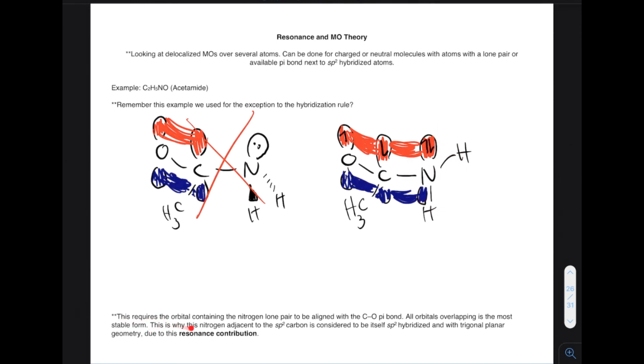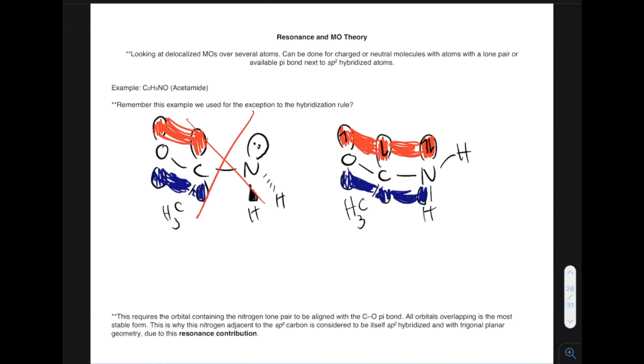So this requires the orbital containing the nitrogen lone pair to be aligned with the carbon-oxygen pi bond. All orbitals overlapping is the most stable form. So that's why the nitrogen adjacent to the sp2 carbon is considered itself to be sp2 hybridized, with trigonal planar geometry, due to the resonance contribution that it gives. It's a really in-depth example as to why the nitrogen is doing what it is, and why atoms with lone pairs next to sp2 atoms are themselves sp2 hybridized because of the resonance contribution that they can give. So I hope that makes sense.